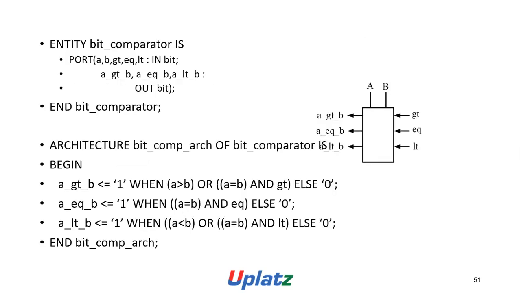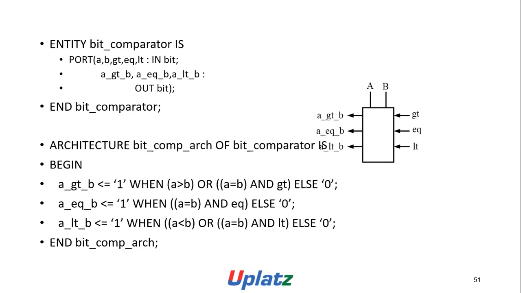Entity bit_comparator is port A, B, GT, EQ, LT in bit, A_greater_than_B, A_equal_to_B, A_less_than_B out bit, end bit_comparator. Architecture of bit_comparator is begin. A_greater_than_B is assigned 1 when A is greater than B or A is equal to B and GT, else 0. A_equal_to_B is equal to 1 when A is equal to B and EQ, else 0.